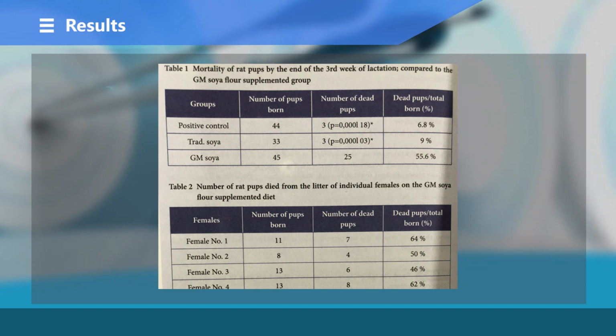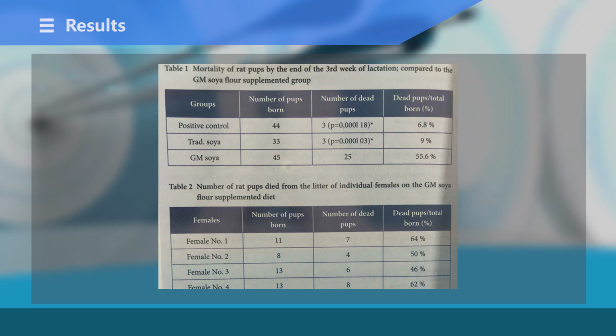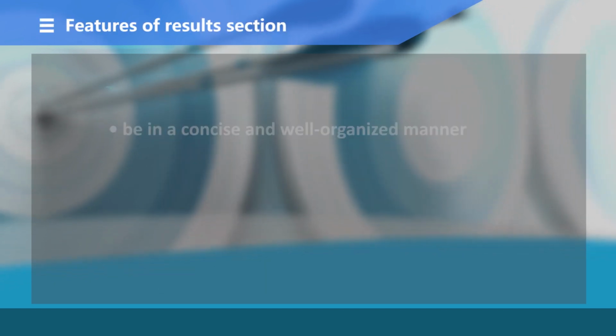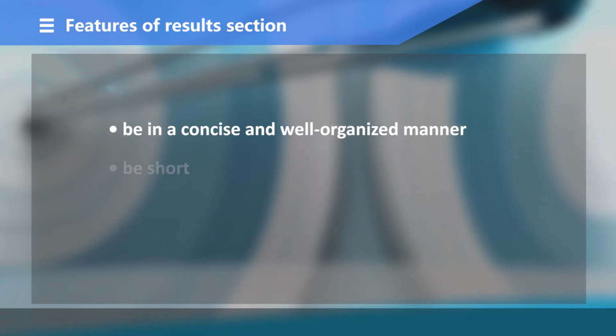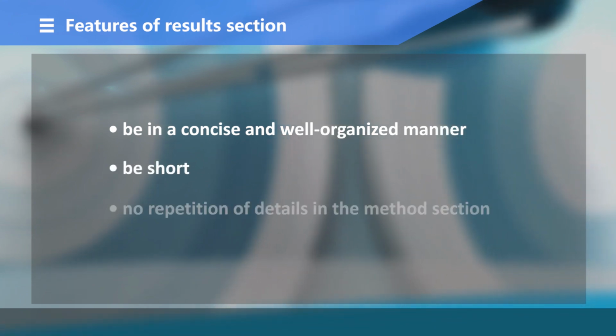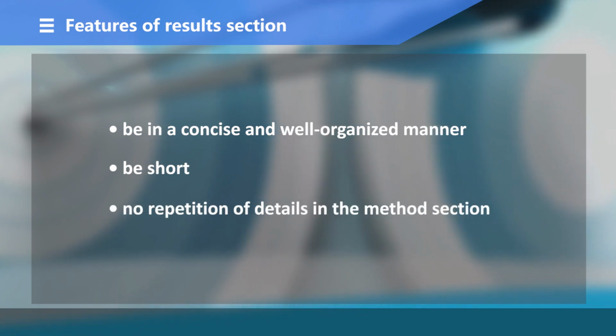Have you noticed any features of this part in language or content? I think there are three features. The first is it's stated in a concise and well-organized manner, and it's not so long. And finally, there's no repetition of details in the methods section. Yes, very good. So all the results and the findings in the experiments should be stated in a concise and well-organized manner. It shouldn't be too long. And there's another feature. There isn't any repetition of details mentioned in the methods section.